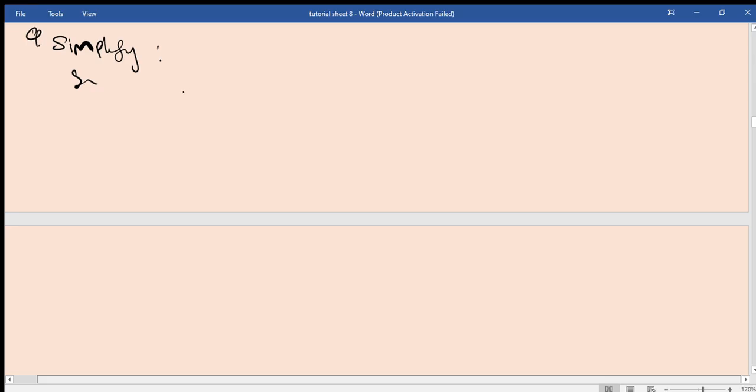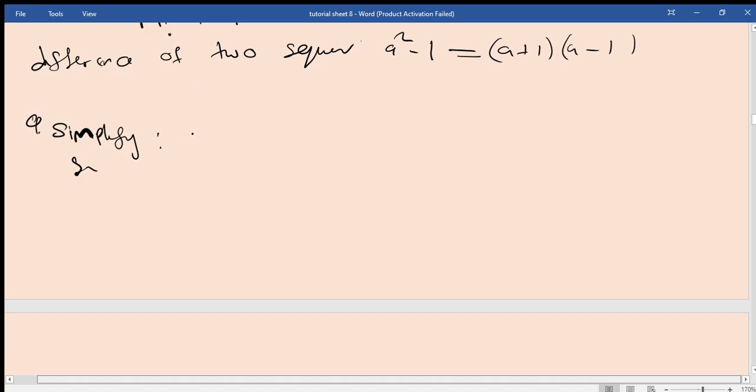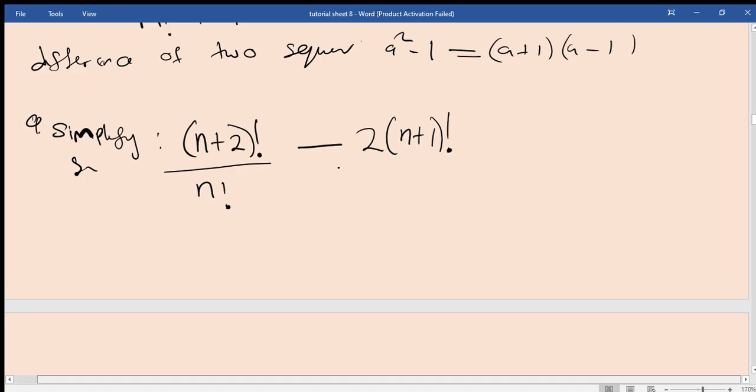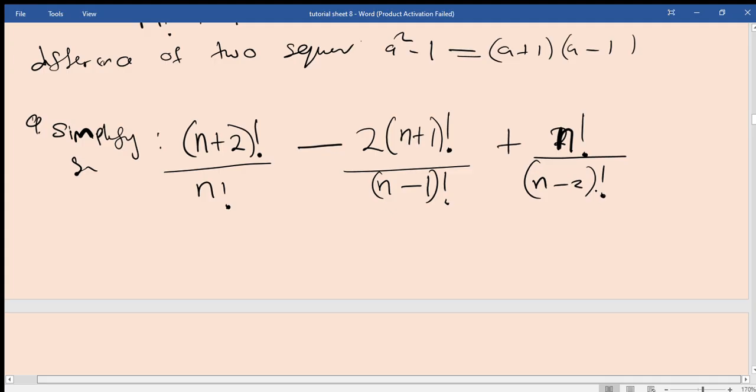The expression we are going to simplify is (n plus 2) factorial over n factorial, minus (n plus 1) factorial over (n minus 1) factorial, plus n factorial over (n minus 2) factorial. So how do I simplify this one?